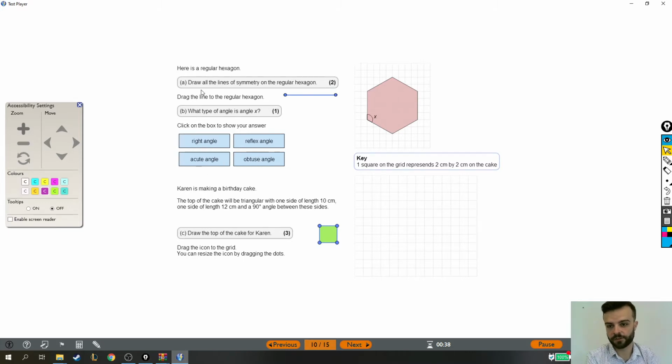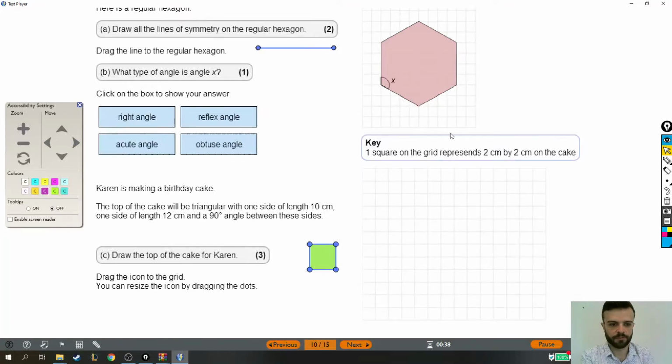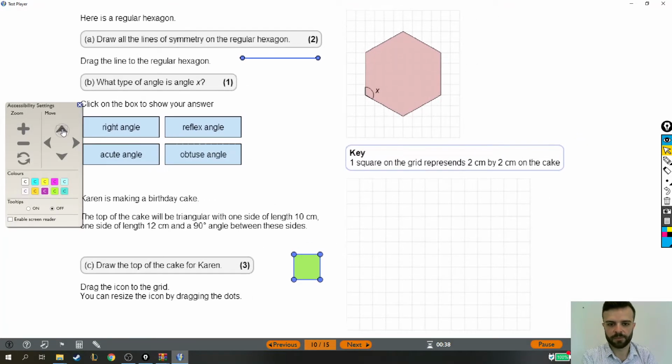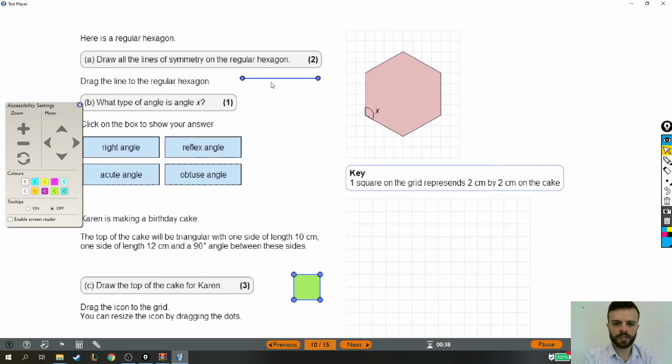Here is a regular hexagon. Draw all the lines of symmetry on the regular hexagon. Now let's pause there. I'm going to go back in again because perhaps we can make the hexagon a bit easier to see. Now you might be able to spot one of the lines of symmetry fairly easily. It's the one that goes right down the middle, like this.